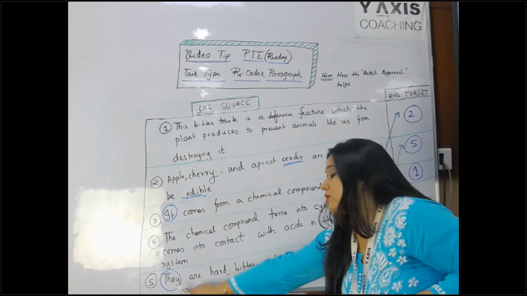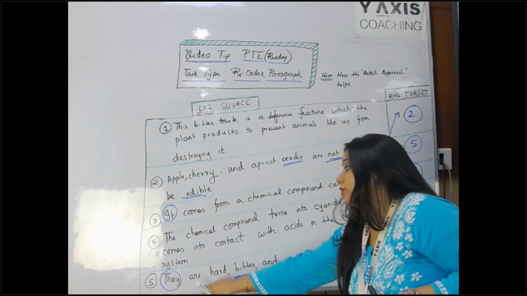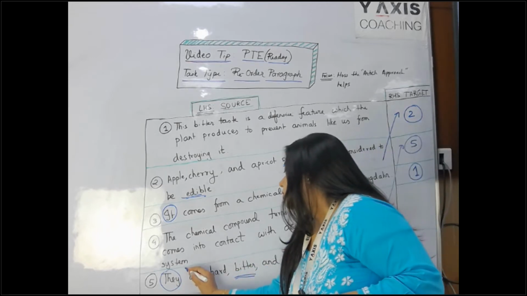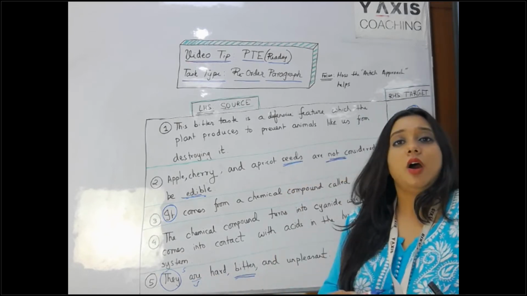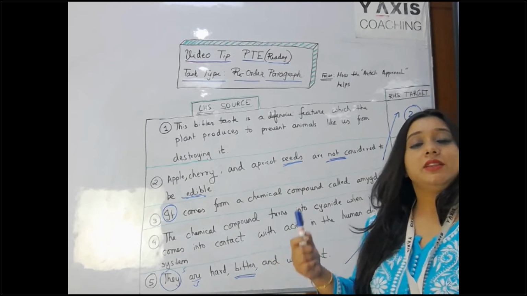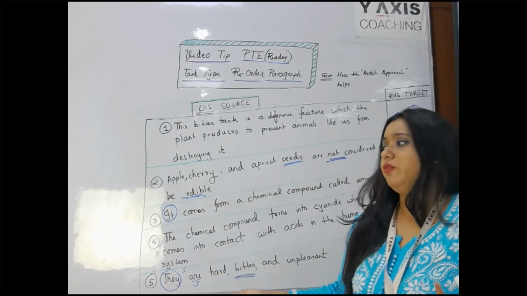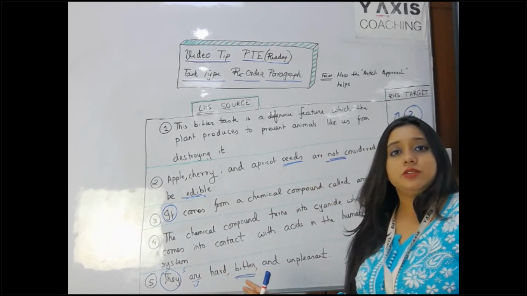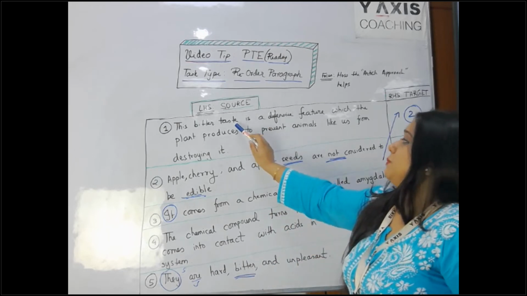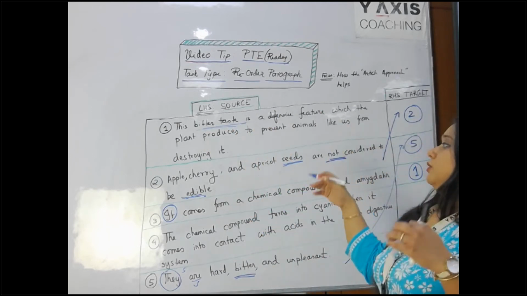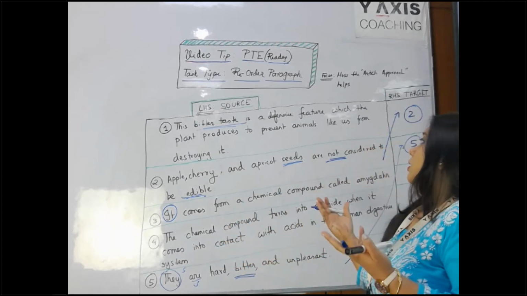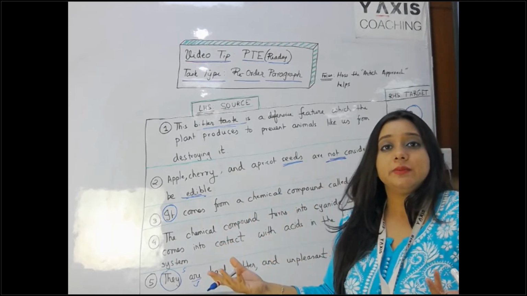So this is subject, they, verb, okay. This is subject, verb and object. So we know that they are hard, bitter and unpleasant. The next sentence has to give us more information regarding either the subject or the object. So now we got to know that this bitter taste is a defensive feature which prevents animals from destroying it.